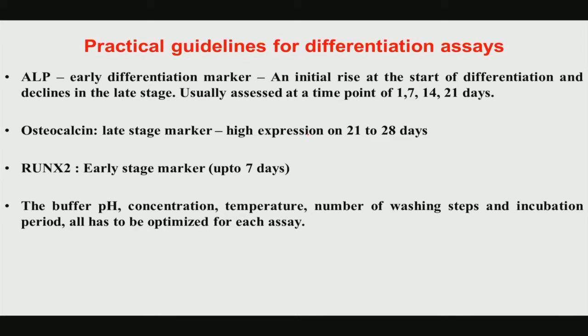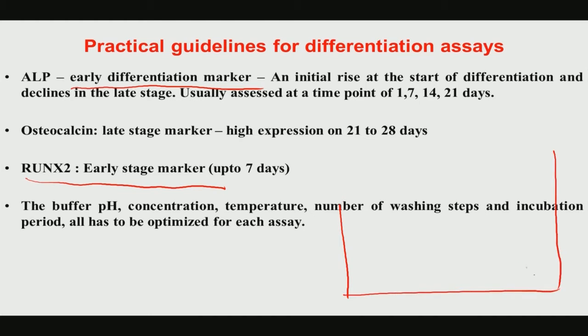So, these 3 assays that I have discussed in this module as well as the previous module, let me summarize that. ALP, as I said, is an early differentiation marker, and RUNX2 also is an early differentiation marker. So, if you plot this expression as a function of time in culture, let us say this is the ALP and this is the osteocalcin.